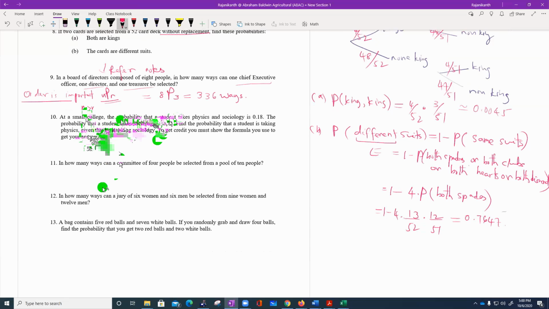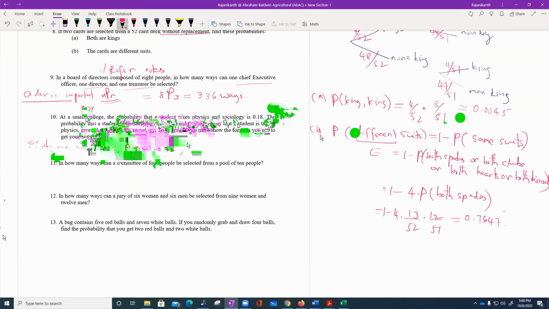A small college: the probability that a student takes physics and sociology is 0.18. The probability of choosing physics and sociology is given, which is 0.18. And the probability that the student takes sociology is 0.72. These two are given in the problem, right? The question is now, find the probability that the chosen student is taking physics, given that we use conditional probability, that the student is taking sociology.